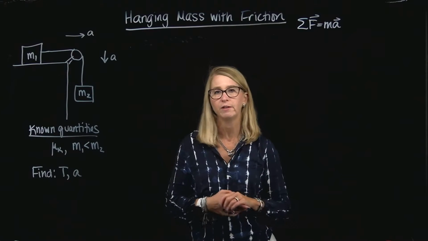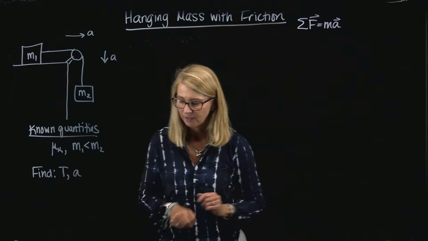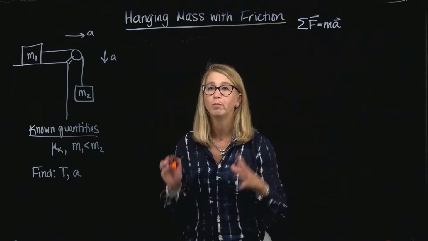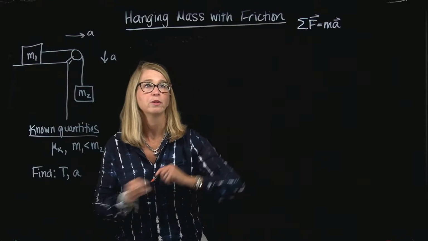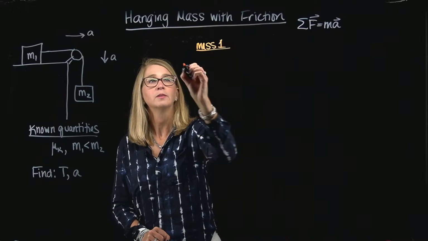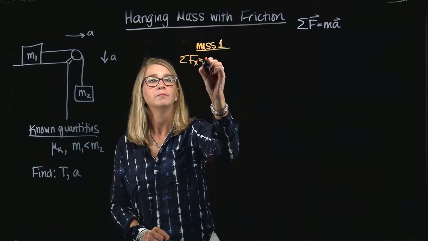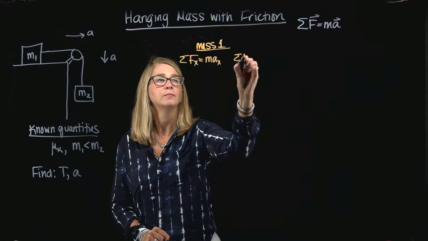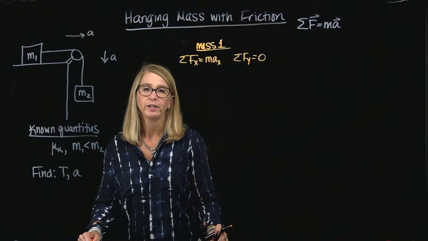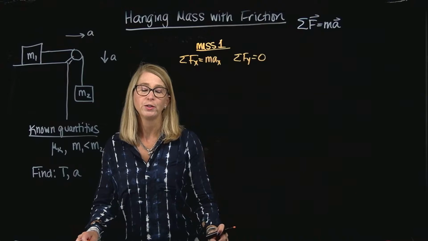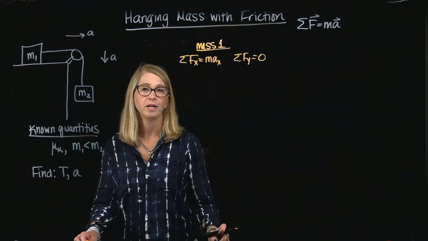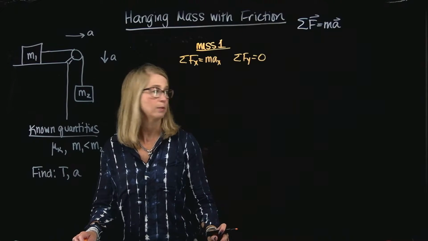We're going to be using F equals ma. And because we have two masses, we're going to have to look at the forces for both masses. So let's start with mass 1. Now, because mass 1 is accelerating horizontally, I know the x forces are going to be adding up to mass times acceleration, but in the vertical direction, mass 1 is not moving. So those forces will add up to be 0.